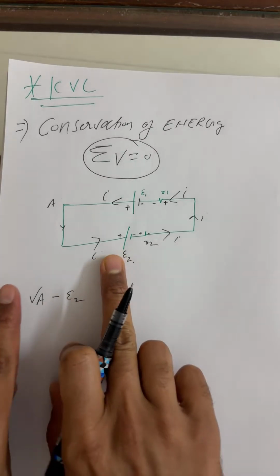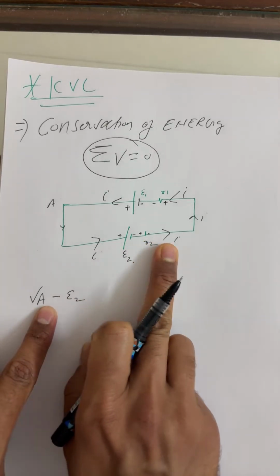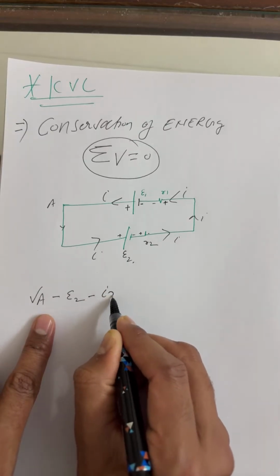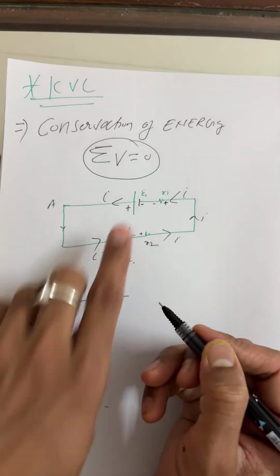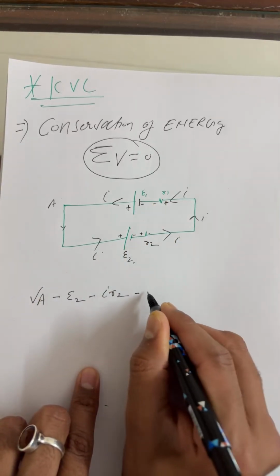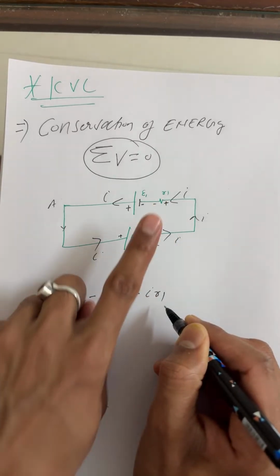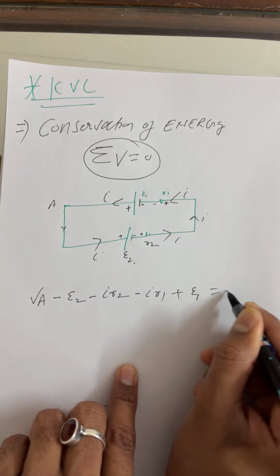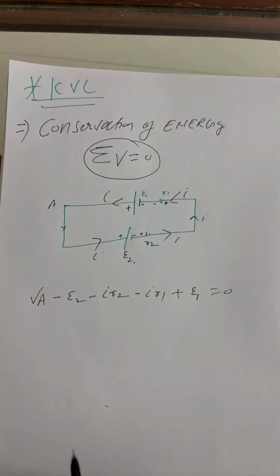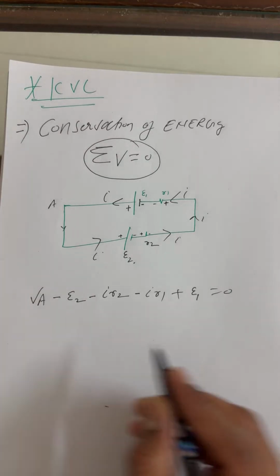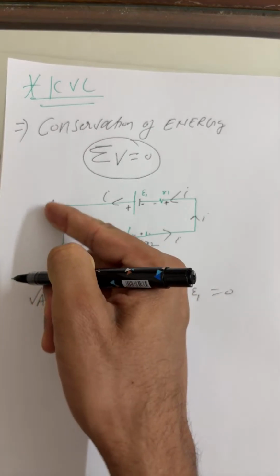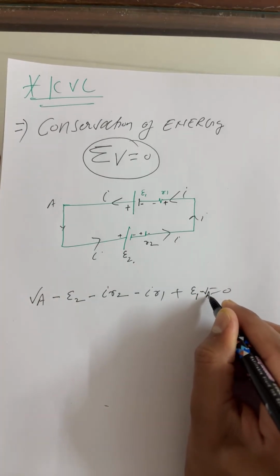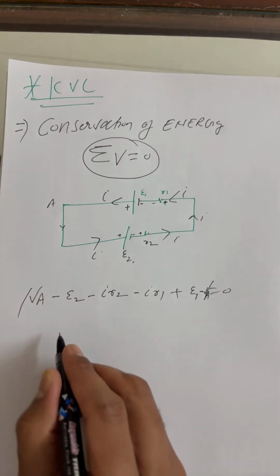So plus to minus minus here: minus I R2, plus to minus minus, minus I R1, plus E1 is equal to 0. Finally, if you come again to the same point, you can say minus of VA. This VA finished.